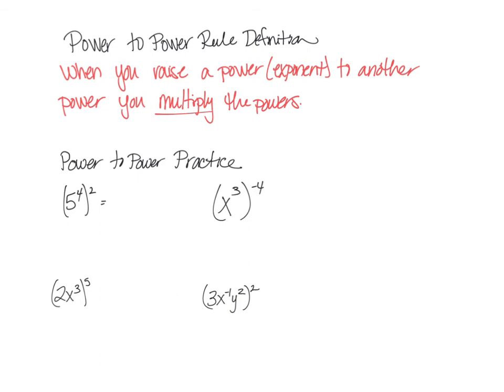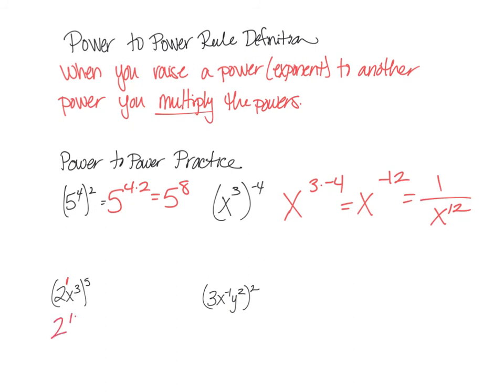So this one we would have 5 to the 4 times 2, which is 5 to the 8th. This one we would have x to the 3 times negative 4, which is x to the negative 12th. So make sure you bring that downstairs because remember, we can't have a negative exponent. This one, tricky here. Don't forget that you have an exponent of 1 if you don't see anything there. So that should be 2 to the 1 times 5 and x to the 3 times 5. So 2 to the 5th, x to the 15th.